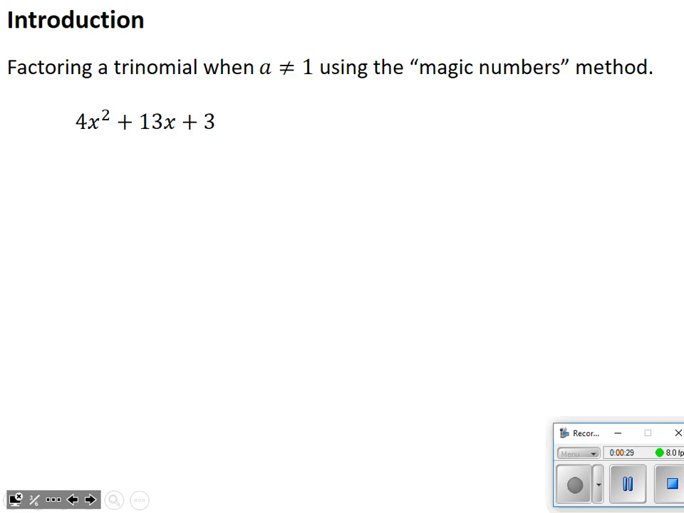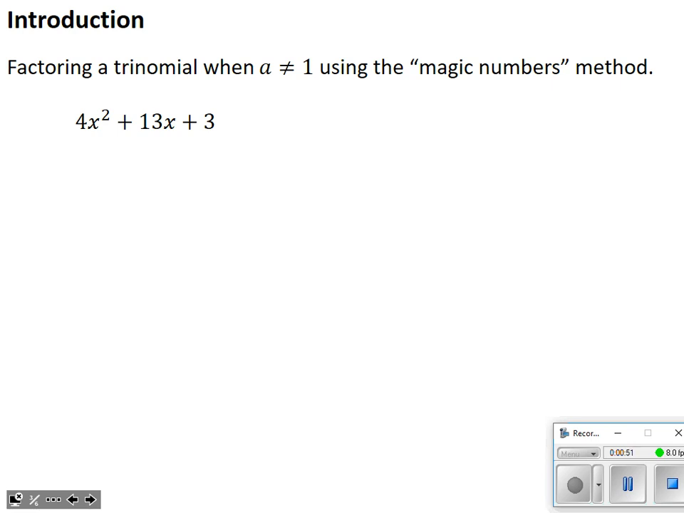In lieu of an actual introduction that is just me typing something to you, I figure we can take an annotated example to approach this concept. So let's go through the process. The point is, what do we do when there now is an a value that's not 1 in our trinomial, in our quadratic? So you can see an example of that here. We've got 4x squared instead of just x squared.